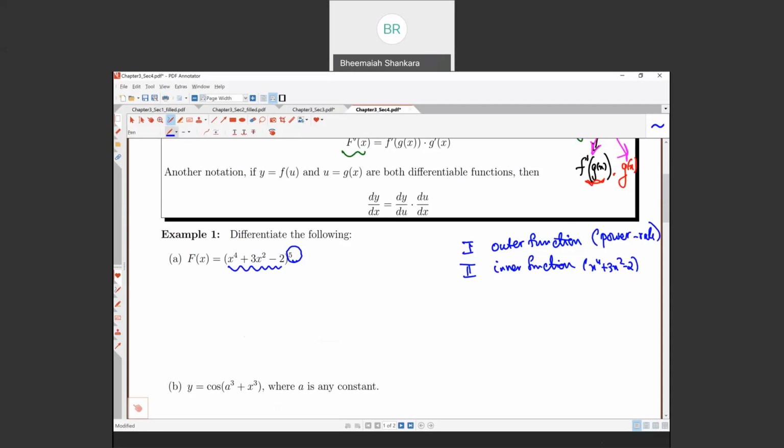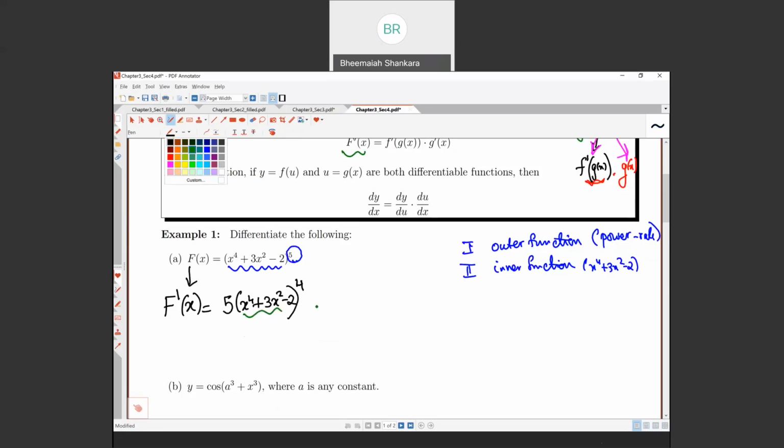So let's do it. The derivative of capital F is F prime of x equals, let us differentiate the outer function which has an exponent 5. So the power rule says 5, write all the functions exactly the same, (x to the 4 plus 3x squared minus 2), now reduce the power 5 by 1, which is 5 minus 1, which is 4. Now you move inside and then derive the inner function.